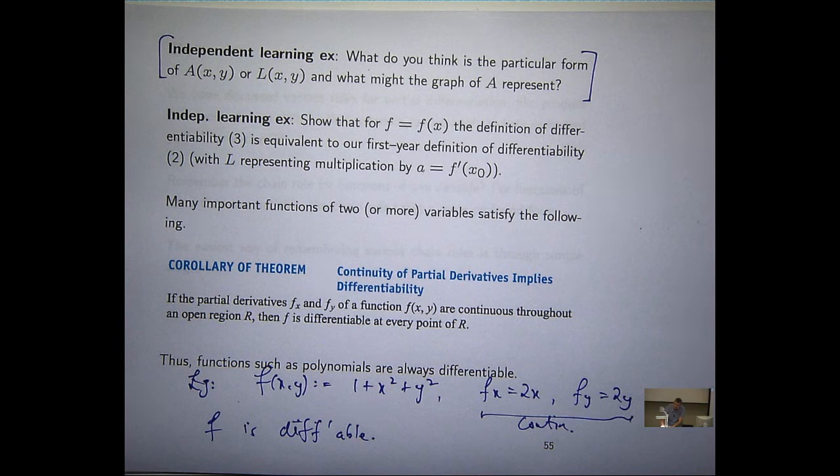So if there's only one thing you can remember from what I've said so far, this is it. Okay, this is it. Continuity of partials ensures differentiability. And once you have differentiability, as we'll see today, you can do lots of things. Yes?